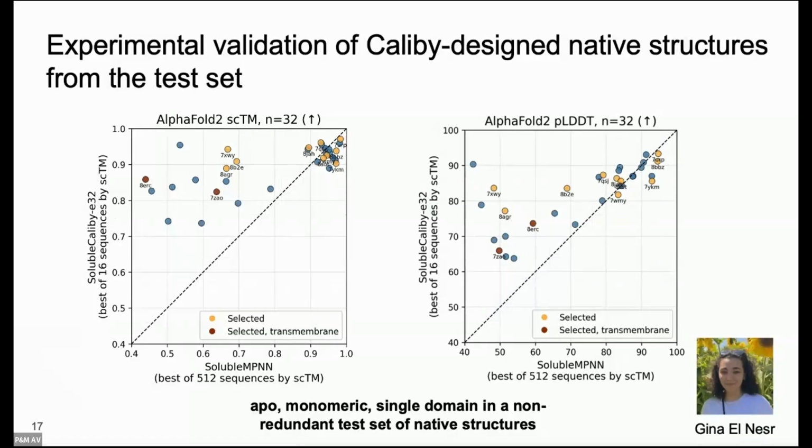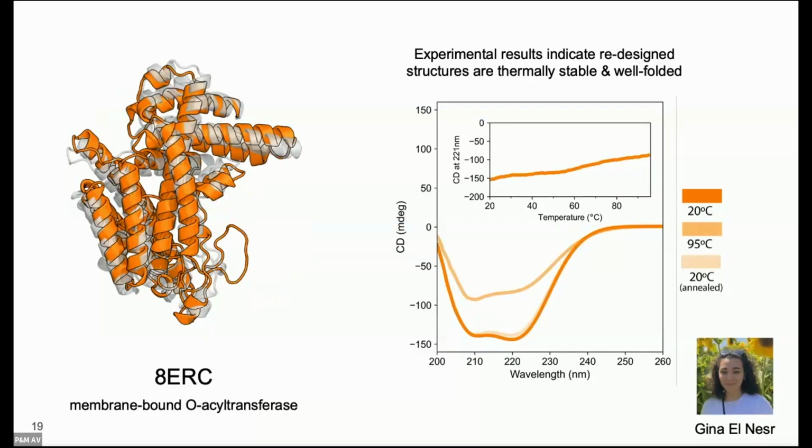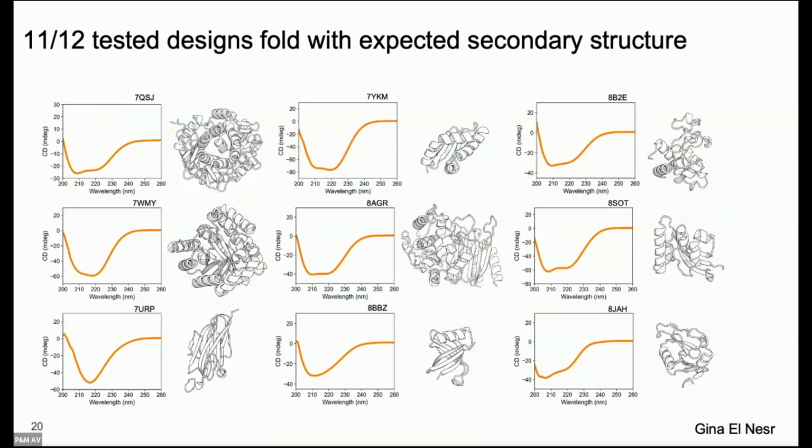Zooming in, we chose 12 of these sequences to test, with 2 of them being transmembrane proteins. In general, when we tested these proteins, they tended to be well-folded and thermostable. The CD spectra match the expected secondary structure that we see in our backbones. We can also visualize one of the transmembrane proteins that we designed successfully, which shows that we can solubilize transmembrane proteins as well. In total, 11 out of the 12 designs that we tested were successful, with the one failure being the other transmembrane protein, which did get a low AlphaFold 2 PLDDT of around 65.